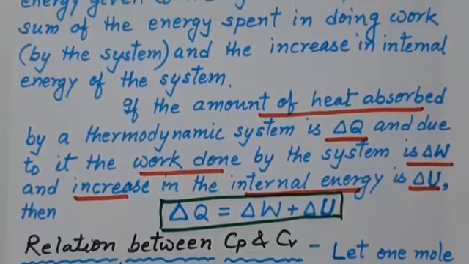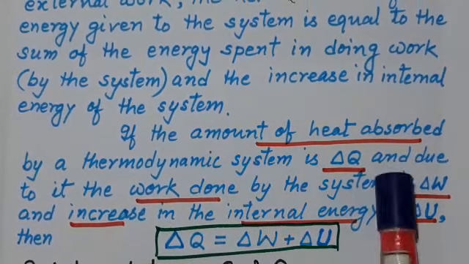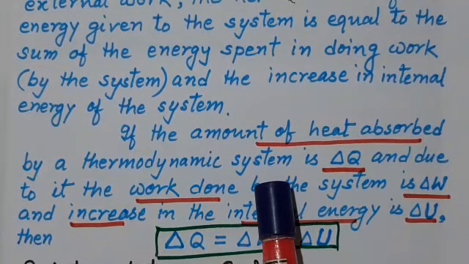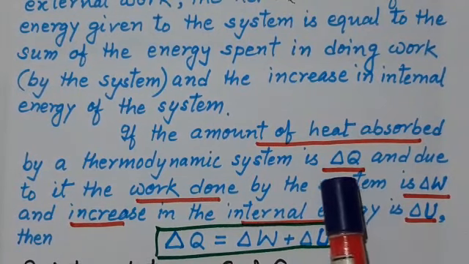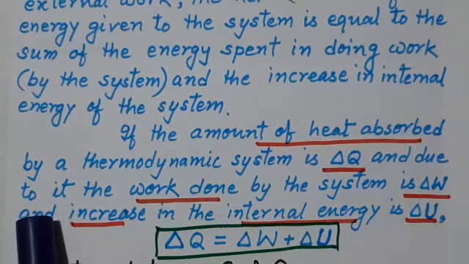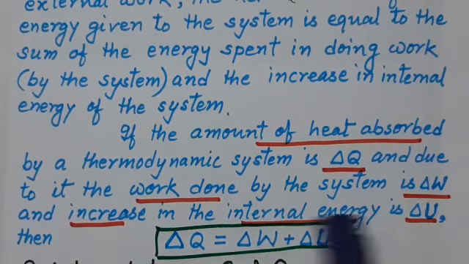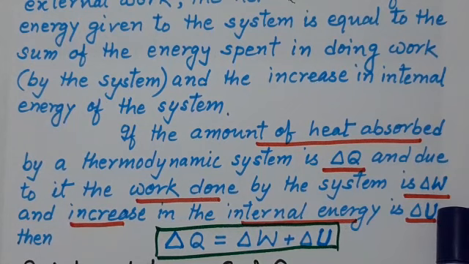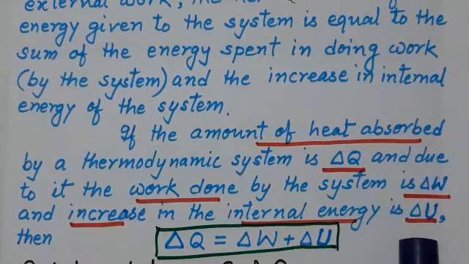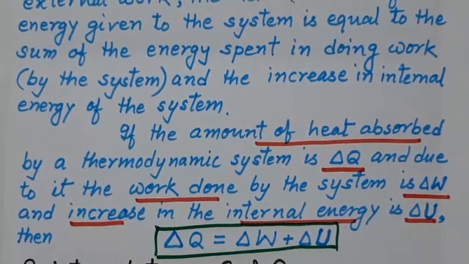If the amount of heat absorbed by a thermodynamical system is delta Q, and due to it the work done by the system is delta W, and the increase in the internal energy is delta U, then by the first law of thermodynamics, delta Q equal to delta W plus delta U. The total amount is distributed to work done and internal energy.